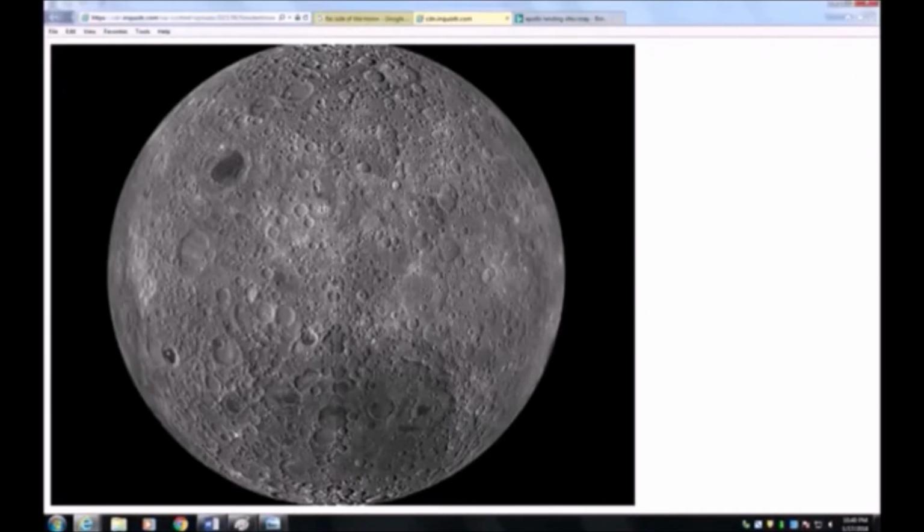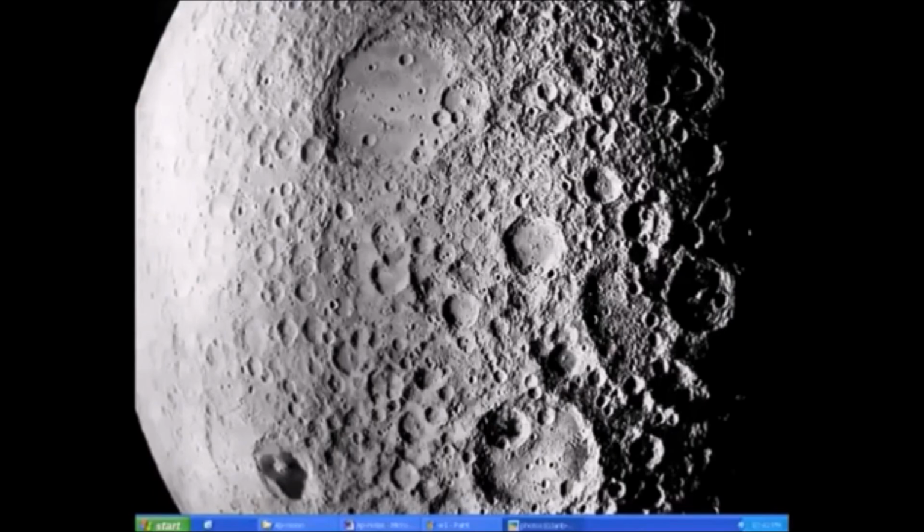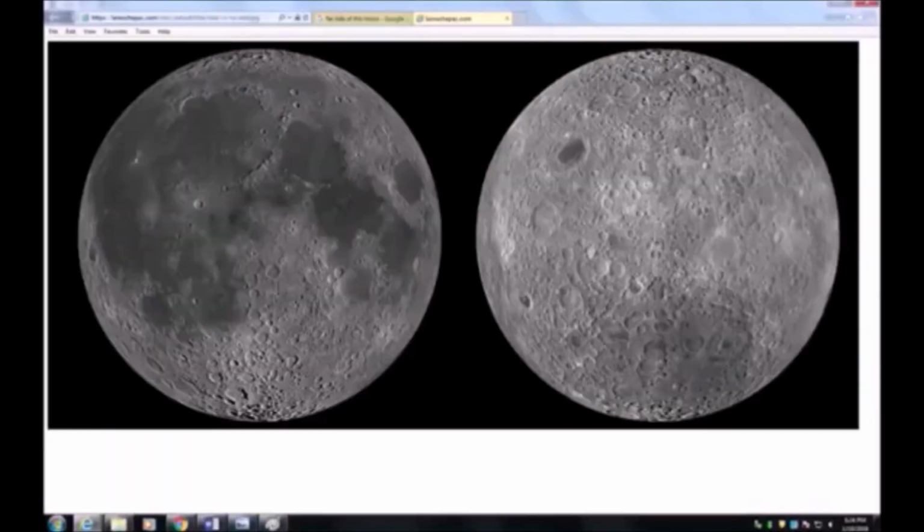We get the best idea of how blasted the moon is by craters when we look at the far side of the moon, the side that's always facing away from the Earth. It is totally covered in craters, craters everywhere, and craters on top of craters. Okay, that shows you how blasted the moon is by meteorites.